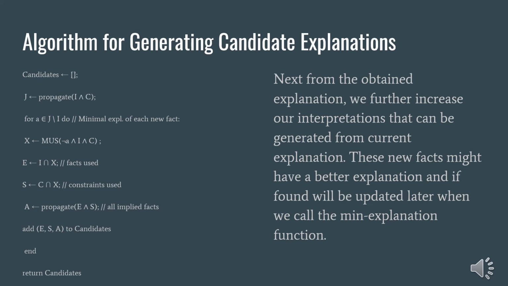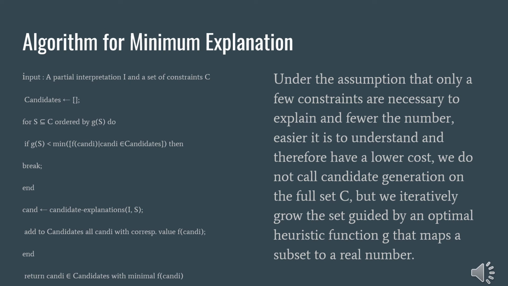So for each iteration, the explanations for these newly found facts are updated when we call the min explanation function repeatedly. This is the algorithm for minimum explanation. Now, we do not call this candidate generation function for the full set C, because it might be very costly.